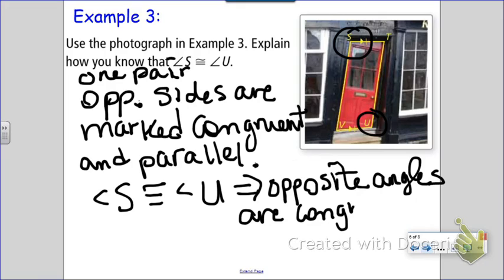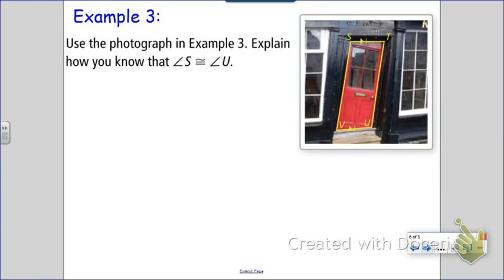We already know it's a parallelogram, therefore the opposite angles have to be congruent, and we know it's a parallelogram based on our theorem about one pair of opposite sides are congruent and parallel.